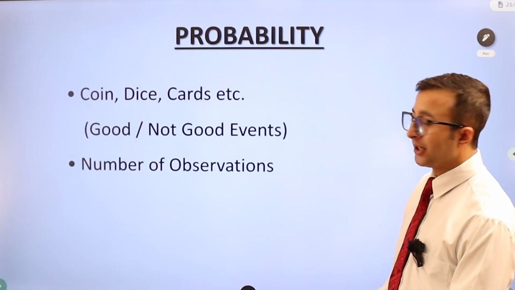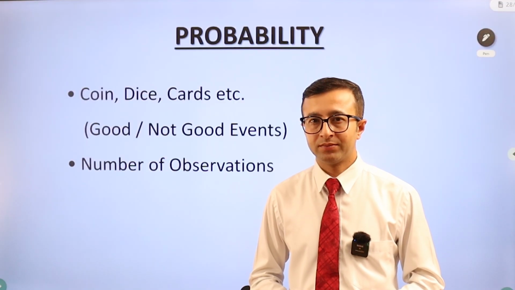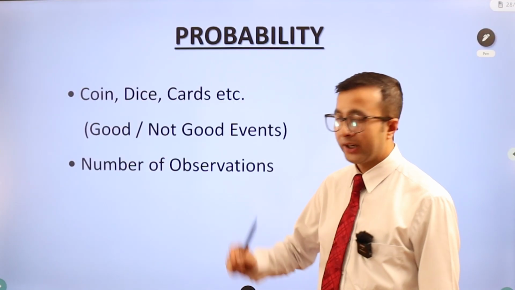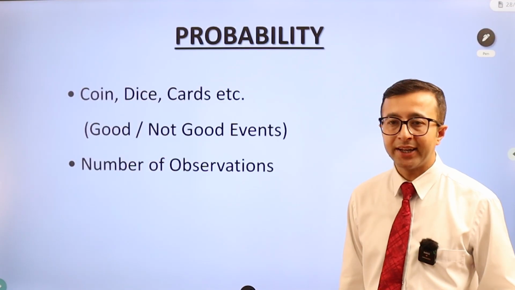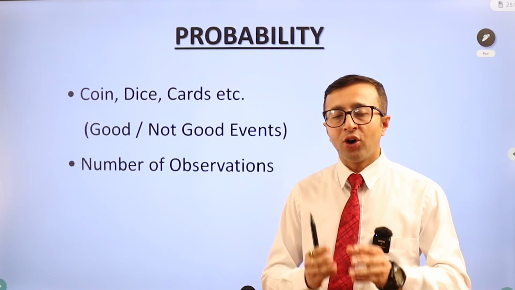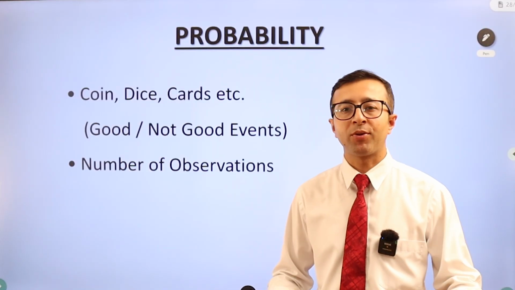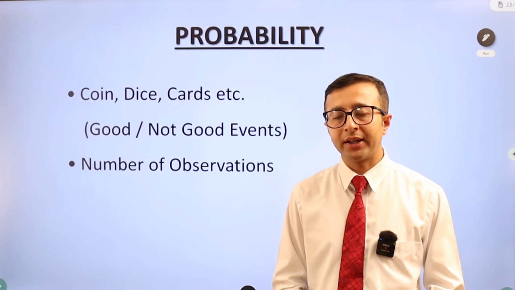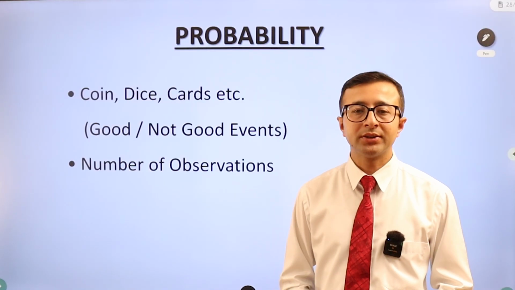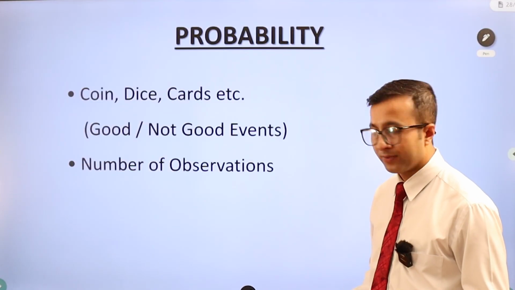Last is probability. From probability, direct questions will be there related to coins, dice, cards, etc. Accidentally, good pens and not good pens are mixed together. If one pen is drawn from there, what is the probability that the drawn pen is a good one, or that it is not a good pen? Such types of questions will be there.